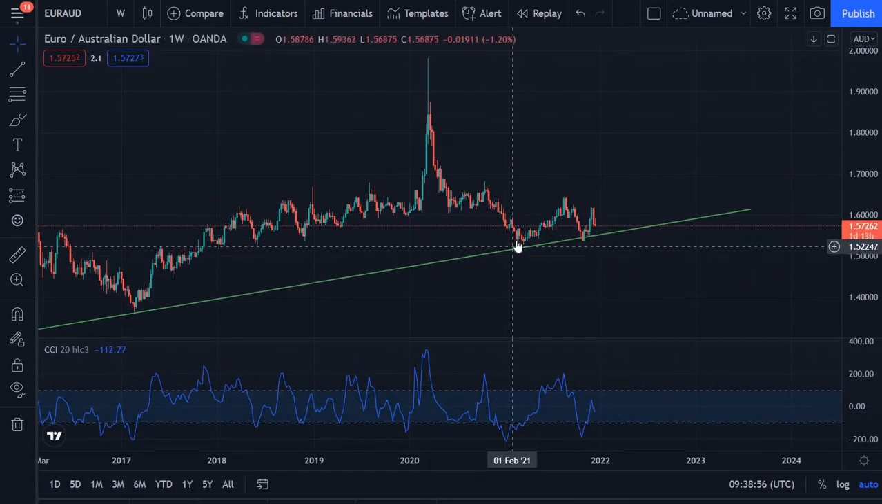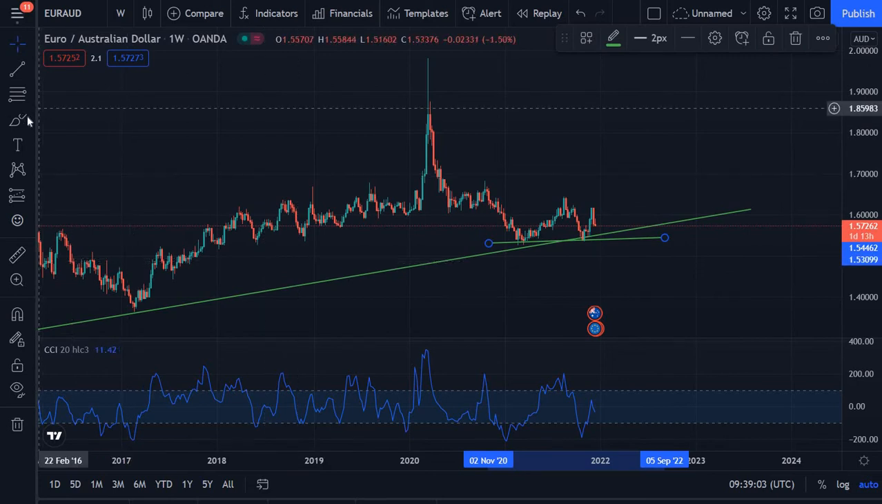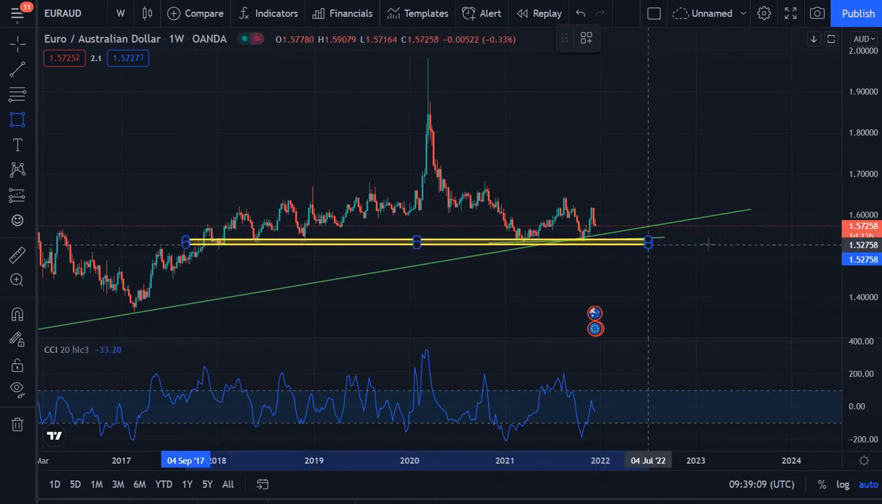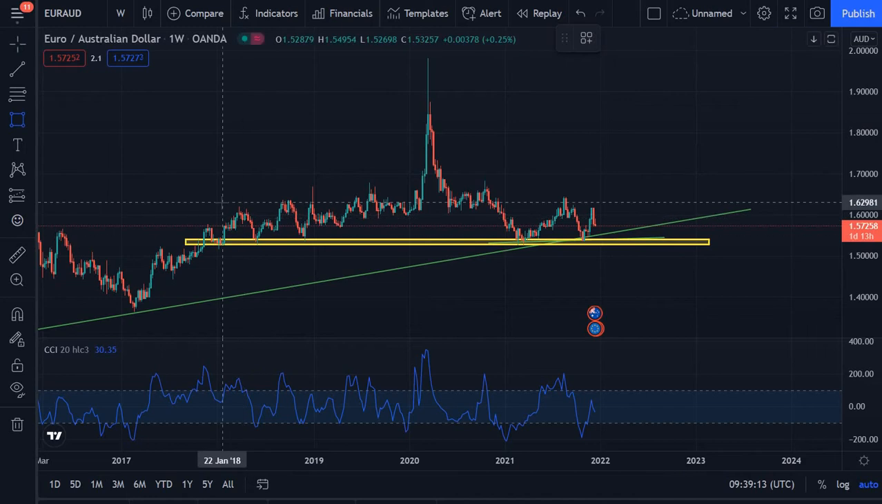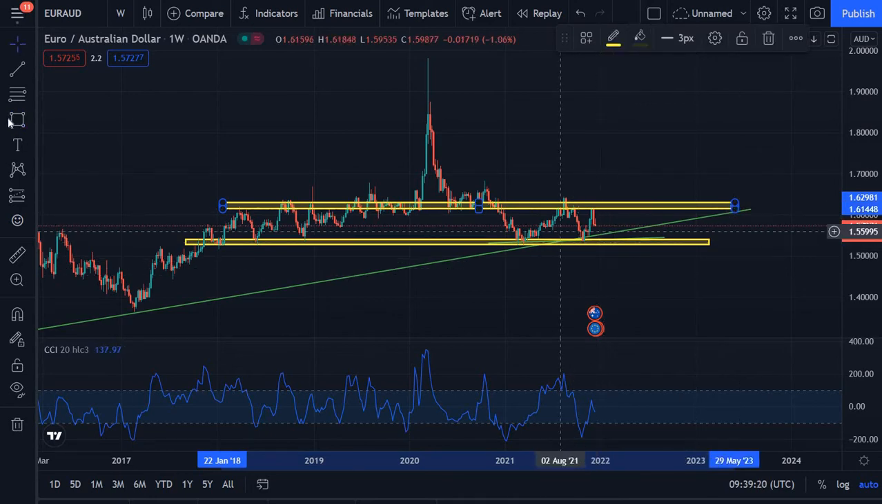Let's check the weekly. So here a bit of a double bottom here along this support line, support zone. Here kind of the bigger resistance area.